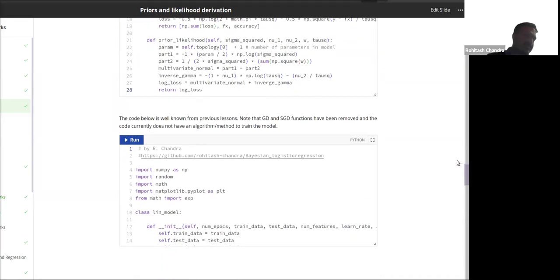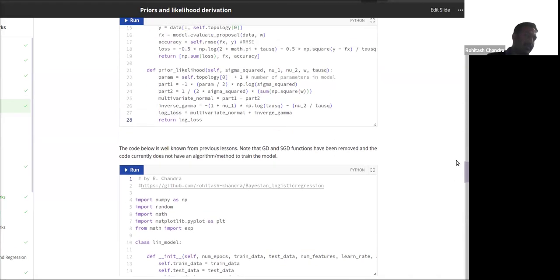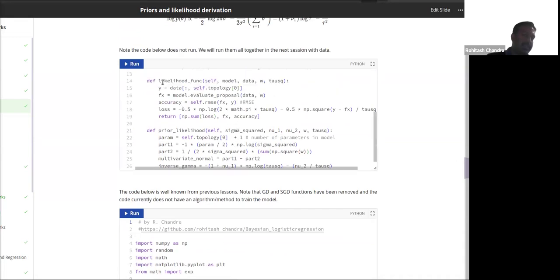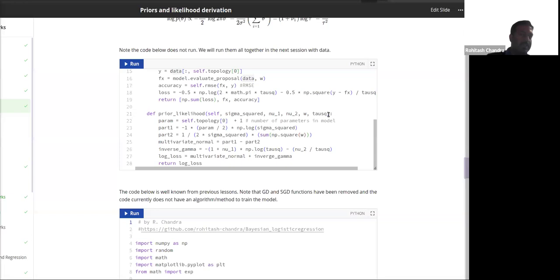Okay, so just note that here, in the likelihood, we are taking the data and we're doing this in the data space. But in this one, we are not considering the data anywhere. We are only considering the set of proposed values, which is W and tau squared, and the proposed value, the sigma squared.